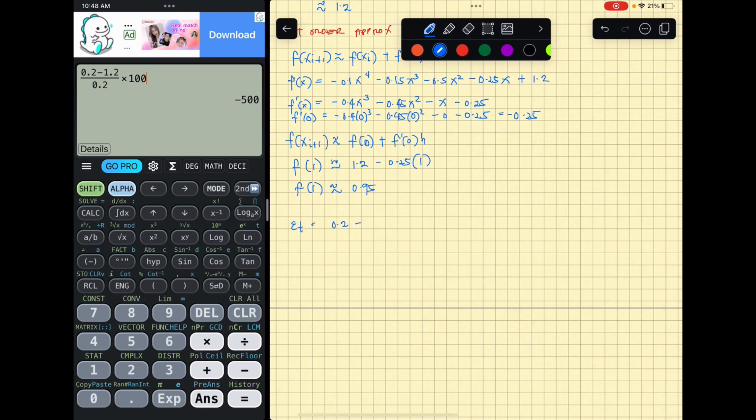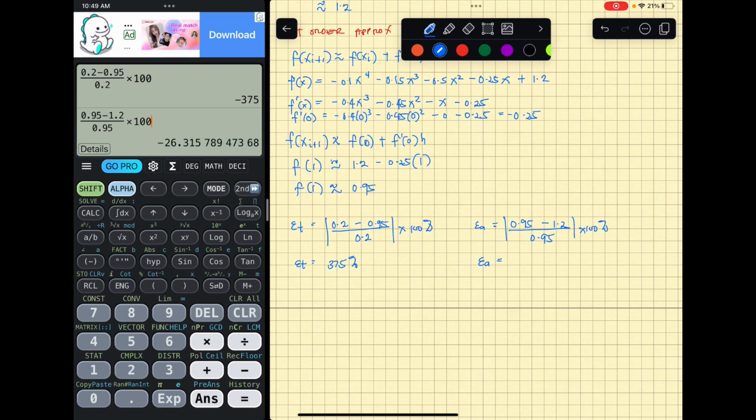So our true error is 0.2 minus 0.95 over 0.2, times 100. That gives us 375%. For the approximate error, the current value is 0.95 and the previous is 1.2, so 0.95 minus 1.2 over 0.95, times 100.